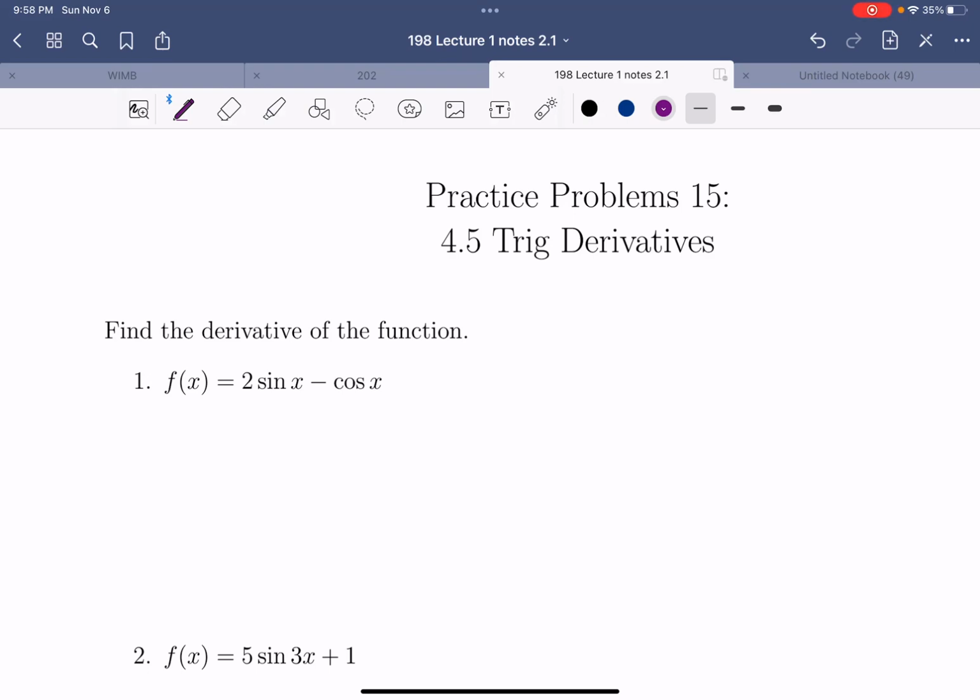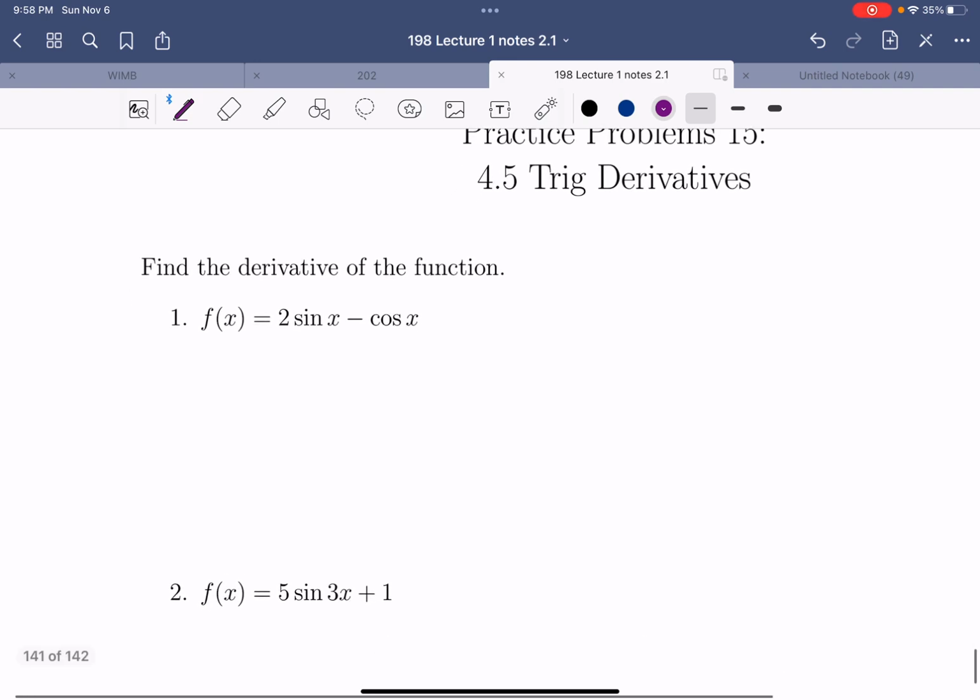Hi all, this is the practice problems 15 from our trig derivatives. We were going to go over these in class today, and I'm not going to be there, so this is a chance for you to see how they're done. So let's take a look.